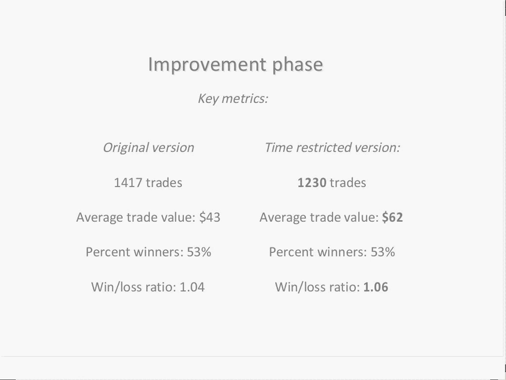Initially, we had an average trade value of $43. Now we have $62. So we improved this metric. Initially, 1,417 trades. Now we have 1,230 trades. I also marked it in bold because that's the number of trades. In fact, it's better, of course, if the average trade value increases. This is a sign that we do not overtrade. We have the same percentage of winners, 53. Okay, this is good, and we slightly improved the win-loss ratio.